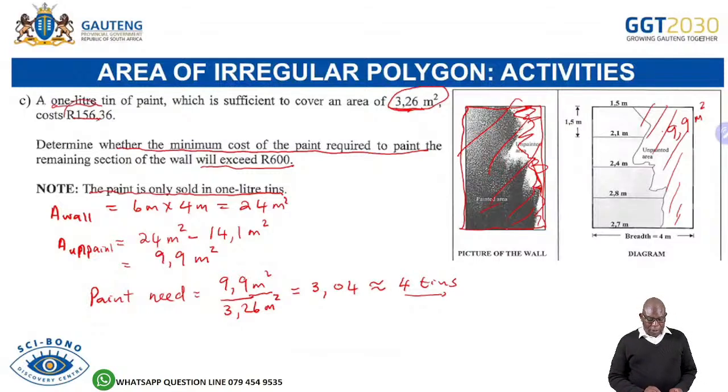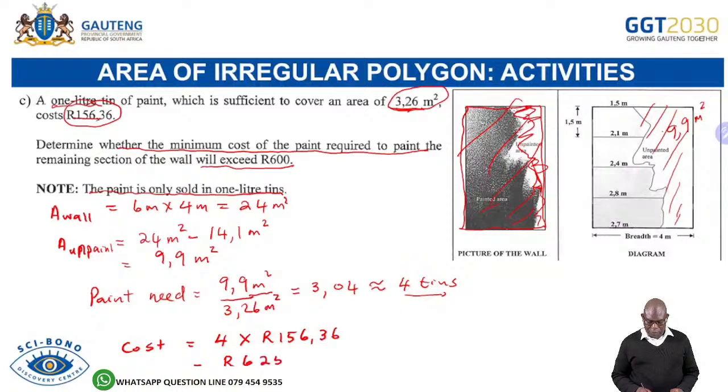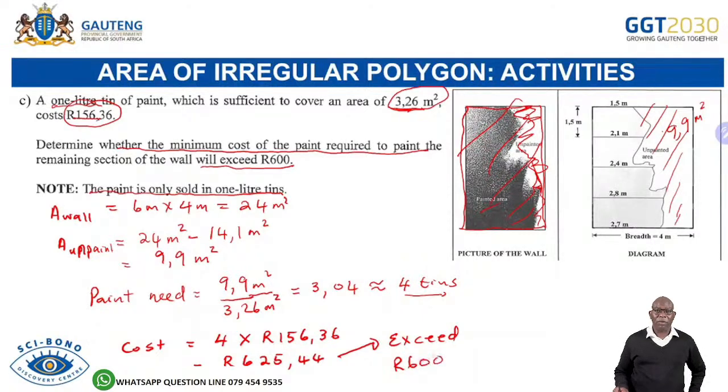But that 1 liter costs 156.36. So what do I need? I need the cost. So the cost will be 4 multiplied by 156.36. And if I multiply this, I get 625.44. And if I look at that amount, it exceeds the 600 that I have in my pocket. I need 25 rand 0.44 more to be able to paint that area which is not painted.